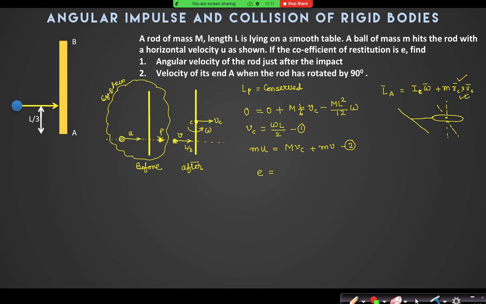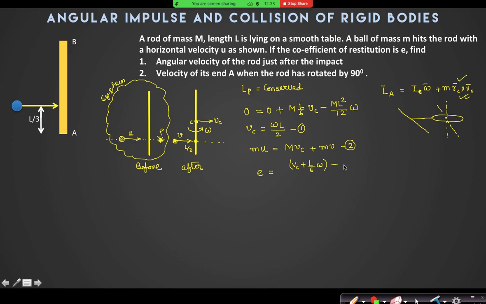Coefficient of restitution only depends on the point of contact and their velocities. So what is the velocity of the point of contact of the rod just after collision? Is it Vc plus L by 6 omega? Yes or no?